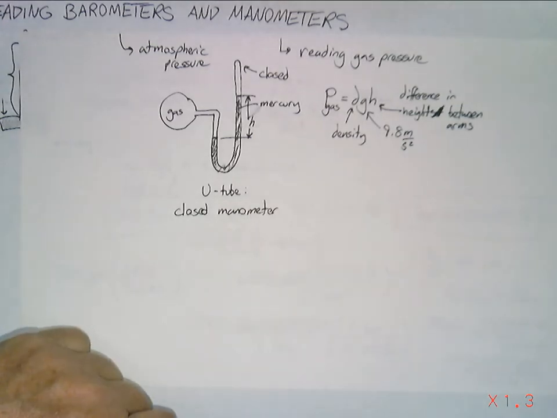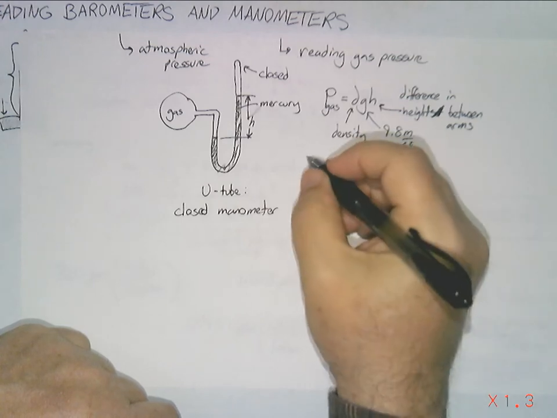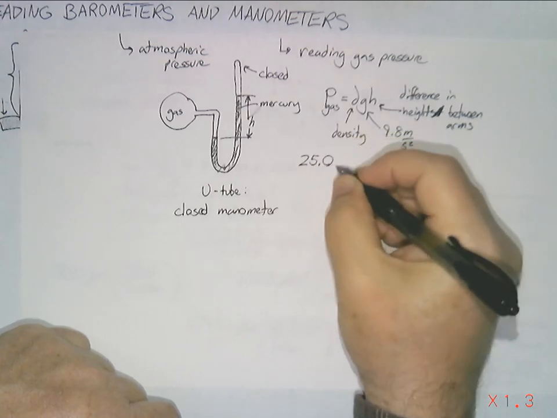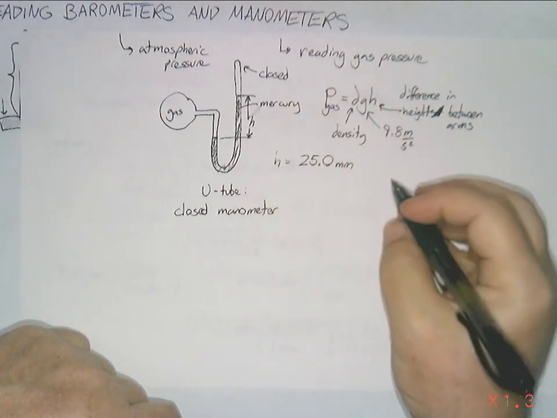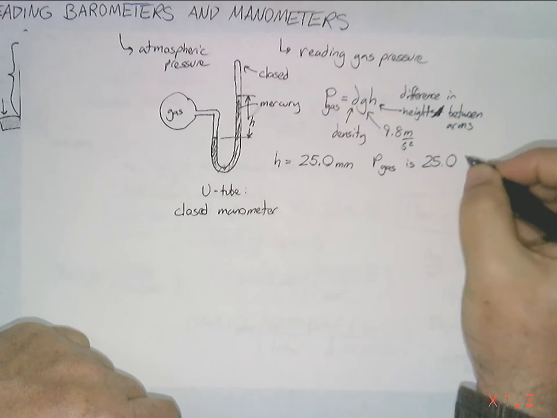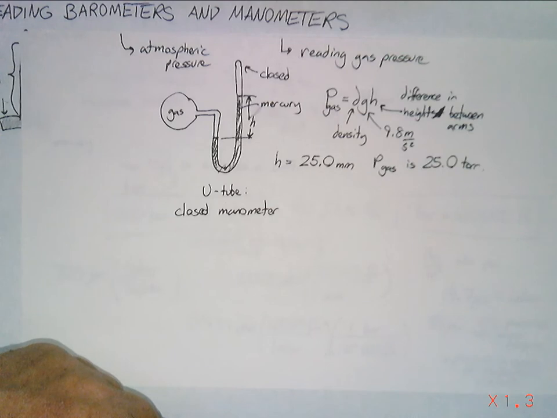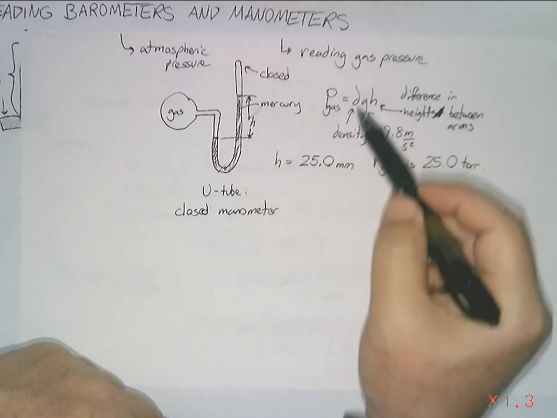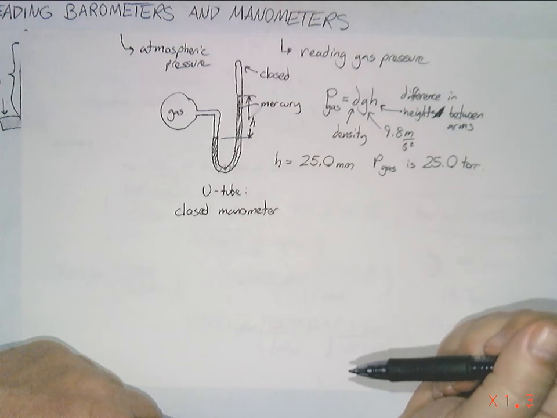Now if it's mercury, you can do away with this equation and just read it off in Torr. For example, if I see that the height, the H, is 25.0 millimeters, I can just report the pressure of the gas as 25.0 torr, or 25.0 millimeters of mercury. As long as this is mercury in here, this is going to work. If I have oil or something in there, I'm going to have to put the density of the oil in here. So this is only going to work if I have mercury in my closed manometer.